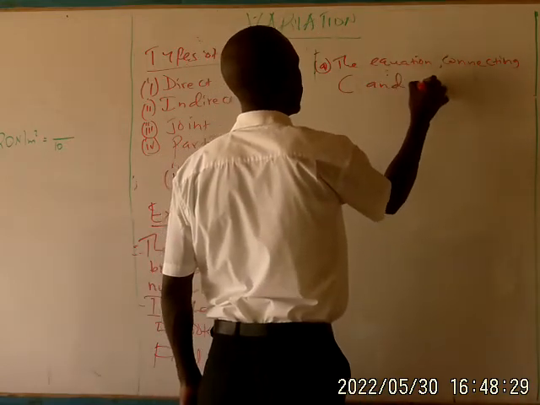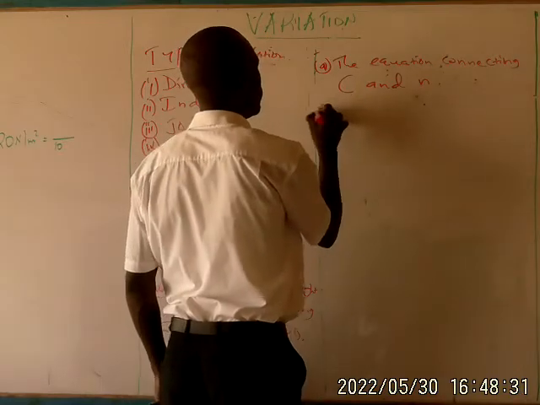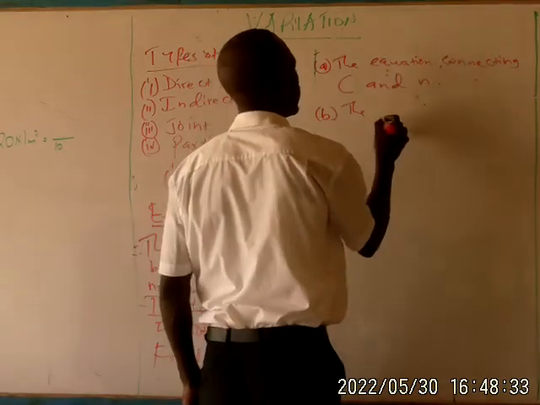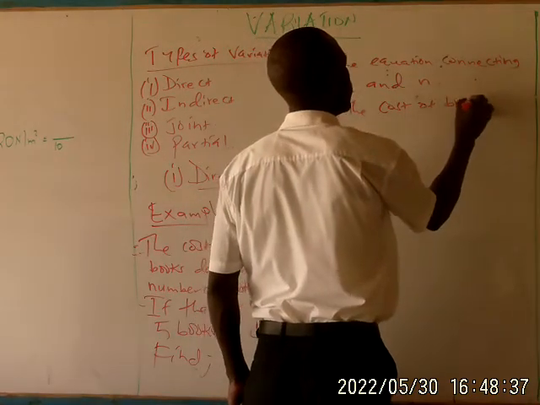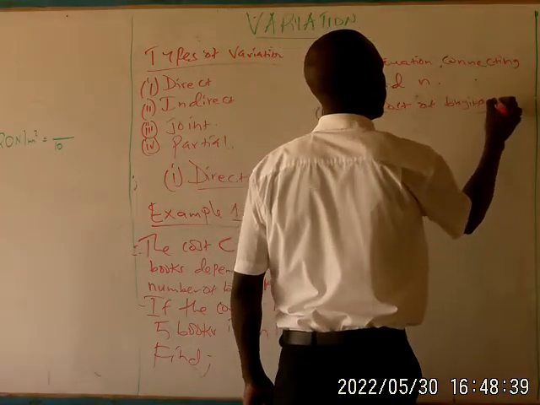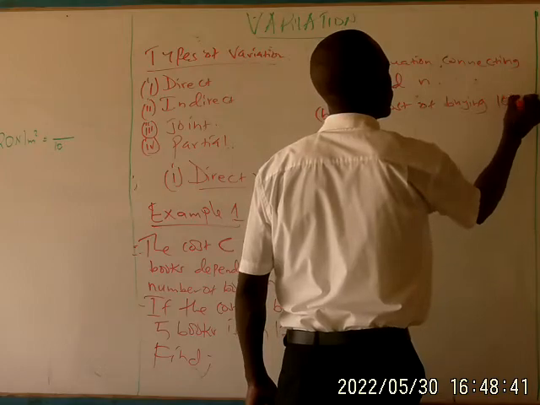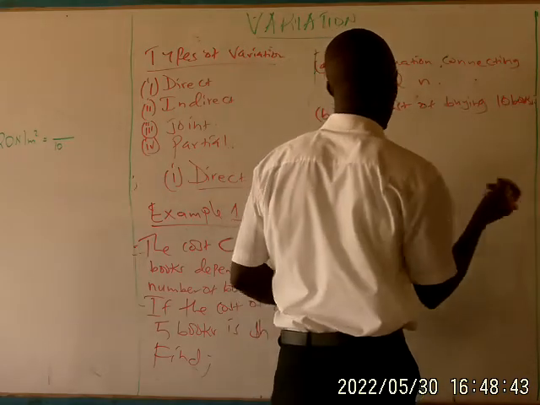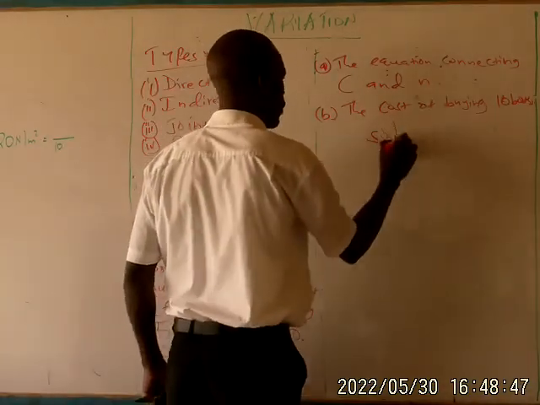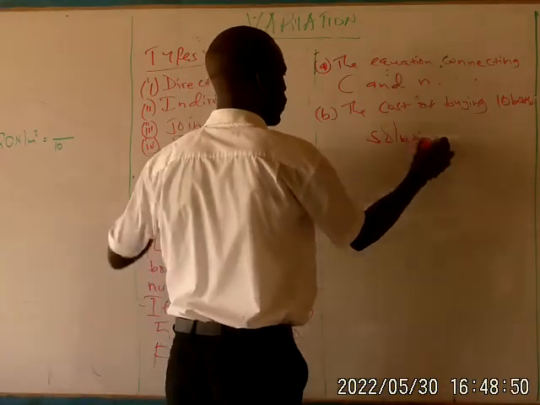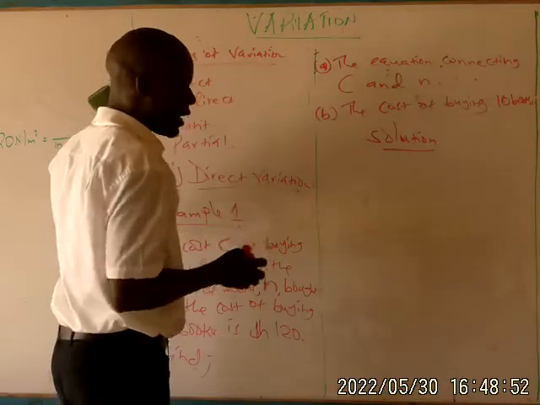Part B, the cost of buying 10 books. Now let's look at the solution. To this one, we have to write an equation.